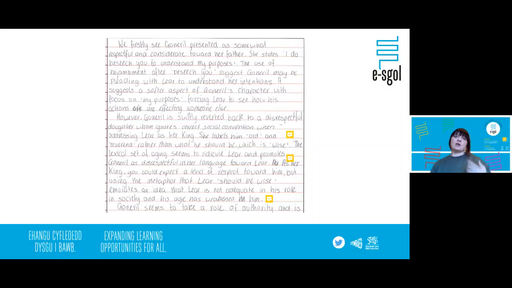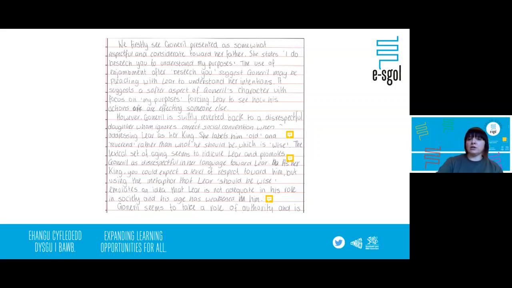So firstly, we see Goneril represented as somewhat respectful and considerate towards her father. She states, "I do beseech you to understand my purposes." The use of enjambment after "beseech you" suggests Goneril may be pleading with Lear to understand her intentions. It suggests a softer aspect of Goneril's character with focus on "my purposes", forcing Lear to see how his actions are affecting someone else. However, Goneril swiftly reverts to a disrespectful daughter who ignores correct social convention when addressing Lear as her king. She labels him "old and reverend" rather than what he should be, which is "wise".